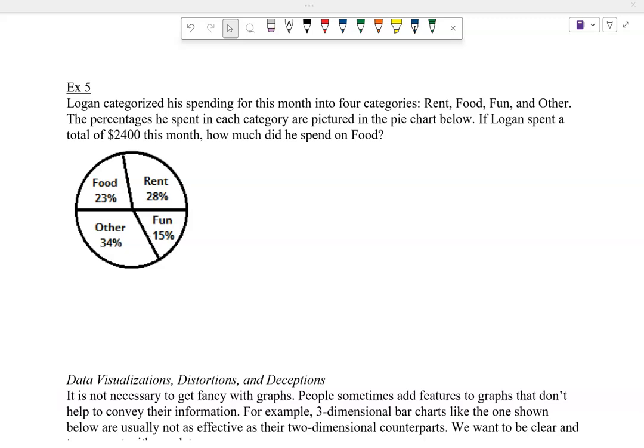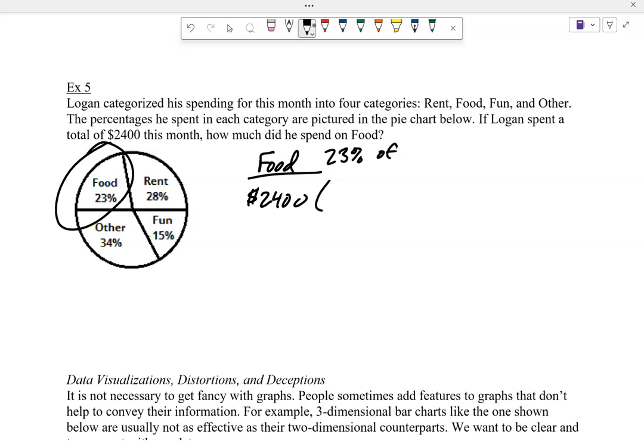It says Logan categorizes spending for this month in 4 categories. You see the percentages there in that pie chart, right? If Logan spent a total of $2,400 this month, how much did he spend on food? Well, he spent $2,400 total. How much was food? Food was only 23%, right? So I'm really figuring out what's 23% of $2,400, right? So let's just multiply that. 2,400 times 0.23, 23%. And you get $552 was spent in the category of food.